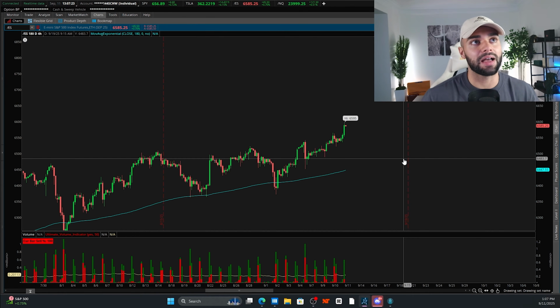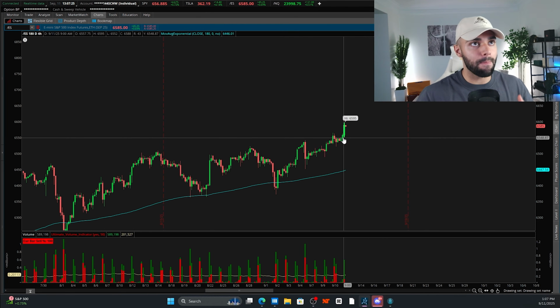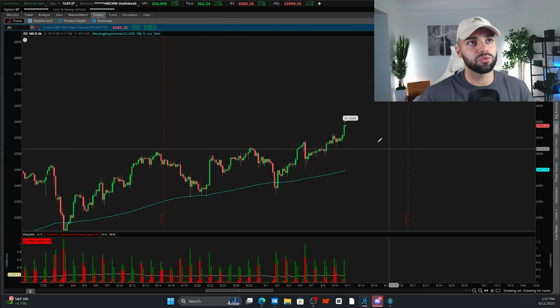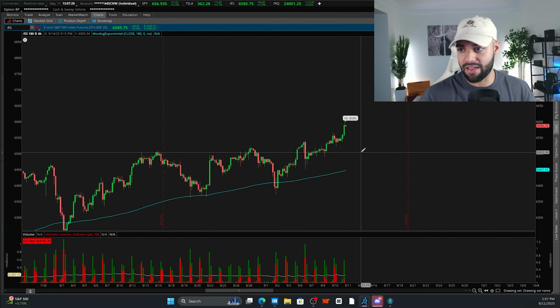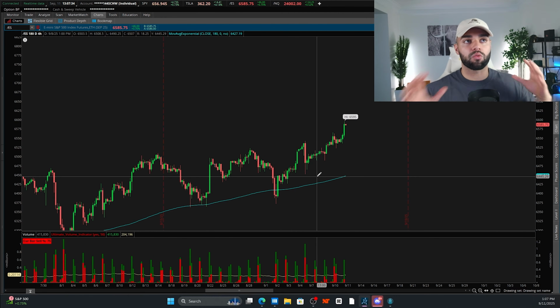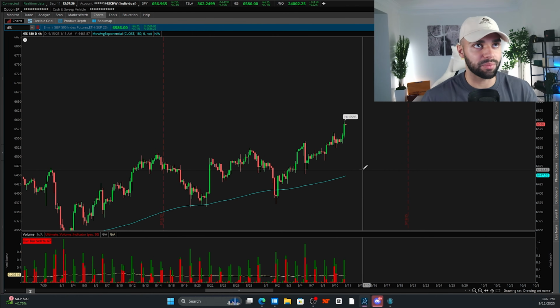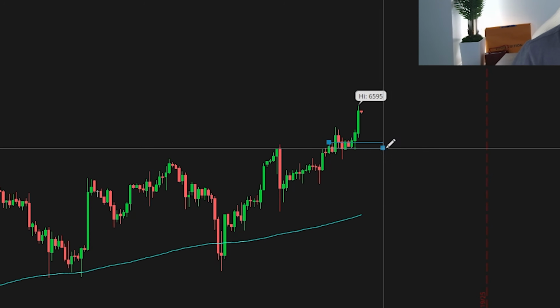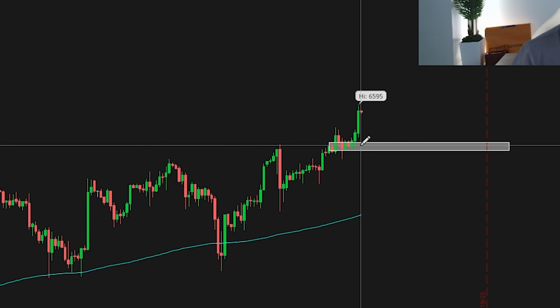So now we're at all-time highs. So I'm looking for any massive move up or massive move down from the market. And when I find that, I'm looking to draw my consolidation or the neutral candle right before the explosive move up. So right here, we have consolidation before this explosive move up.